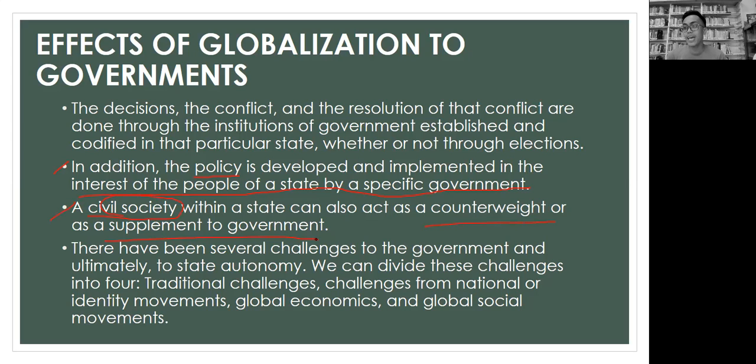Civil society includes the private economy, the educational institutions, the churches, the hospitals, the fraternal organizations, and other non-profit organizations. There have been several challenges to the government and ultimately to state autonomy, and we can divide these challenges into four: the traditional challenges, national identity movements, global economics, and global social movements.